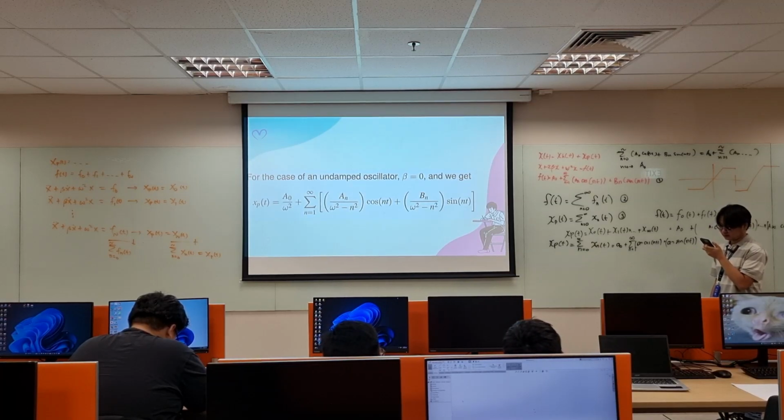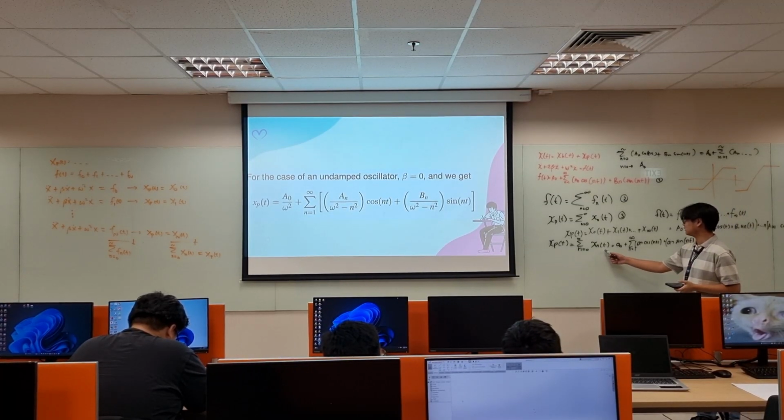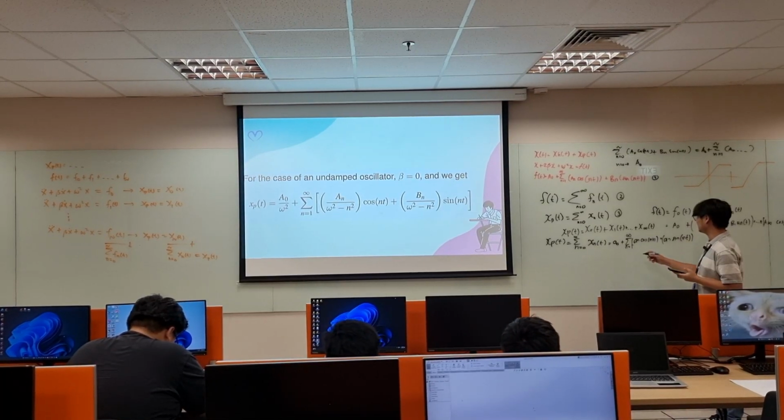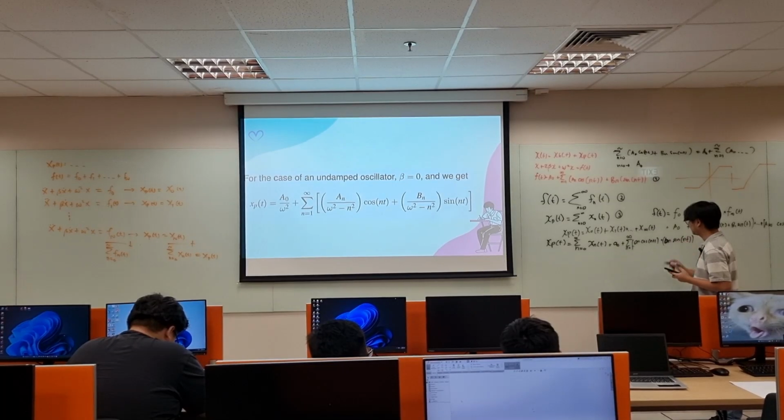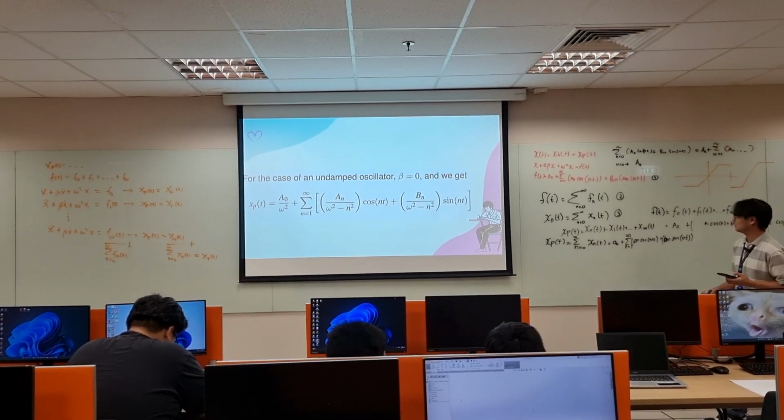Then since we know x_n(t) is equal to a0 plus the sum of a_n cos nt plus b_n sin nt, from n equals 1 to infinity.